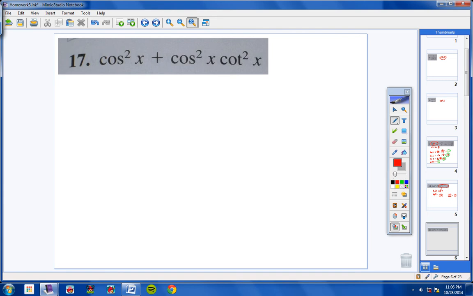So let's take a look at number 17. The first thing I thought when I looked at this was, wow, what can I do to make this simpler? And I thought, maybe if I factor out a cosine squared, since they both have a cosine, I would be left with 1 plus cotangent squared. And that was a big help, guys, because if you look at your Pythagorean identities, for 1 plus cotangent squared, I can put cosecant squared. So now I have cosine squared times cosecant squared.